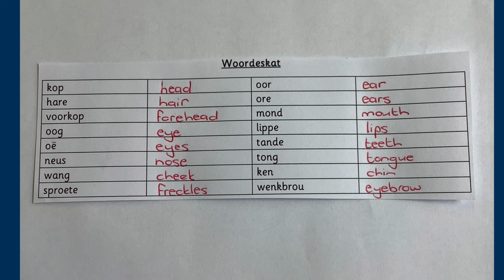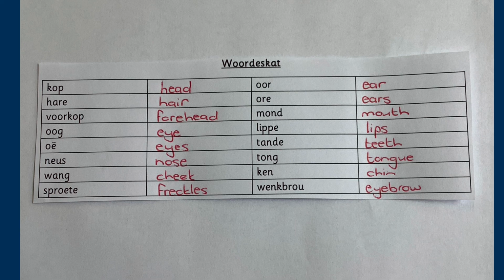The first thing we did today was we looked at the woordeskat, which is the vocabulary, that's the words that you need to know for my kop en gesig. You needed to fill in the words, the English words like I did in the red here, next to the Afrikaans words. I'll just go through it with you quickly.